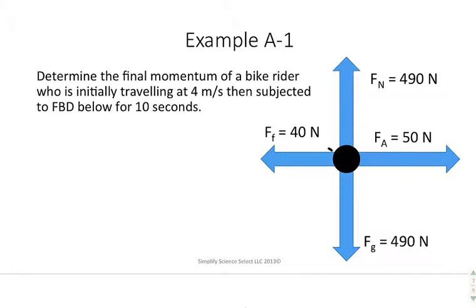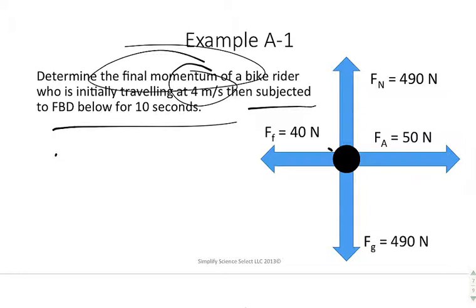This first example says, determine the final momentum of a bike rider who was initially traveling at 4 meters per second, then subjected to the free body diagram below for 10 seconds. So the first thing that we want to do is say, okay, if I'm trying to solve for the final momentum, it is going to be the mass at the final and the velocity at the final. Those are the two things that I need in order to make this work.